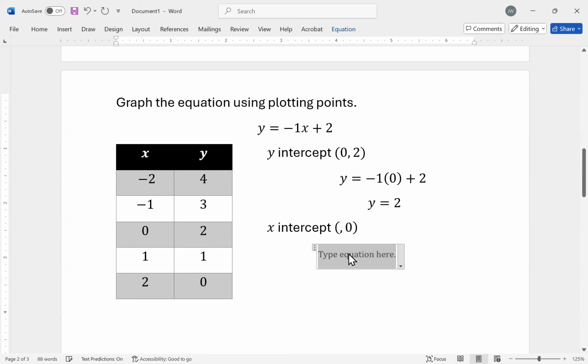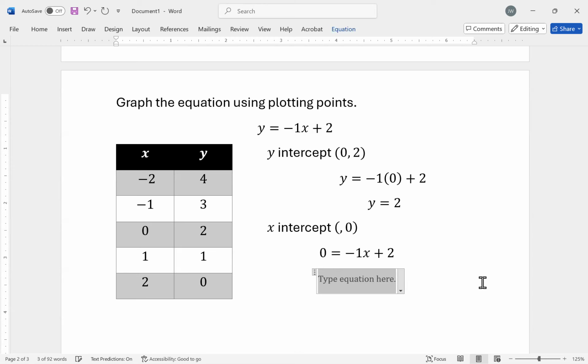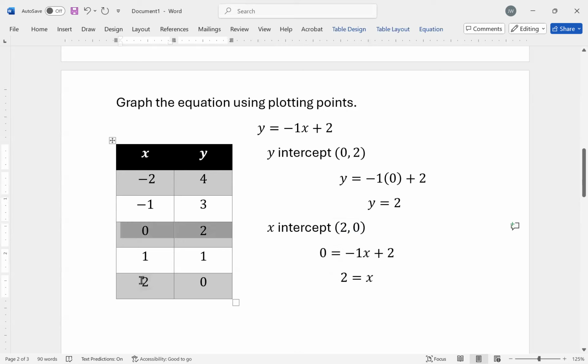For the x-intercept, I plug in a 0 for the y value. In this case, I get negative 1x plus 2 is equal to 0. I would subtract 2 from both sides and then divide by negative 1. If I divide by negative 1, I'll get x is equal to positive 2. So I get 0, 2, and 2, 0 as my y-intercept and my x-intercept respectively. Notice that both of those we had seen when we plotted points.